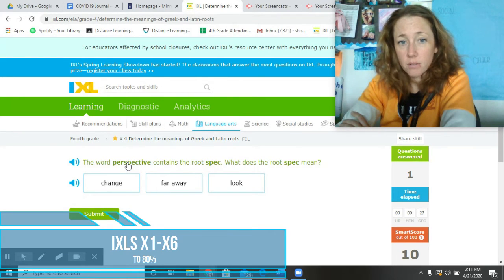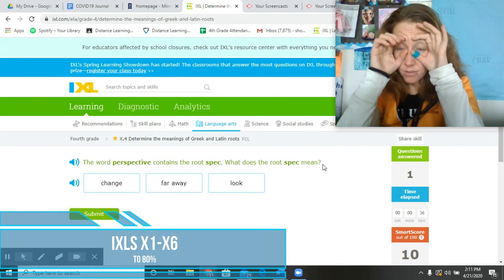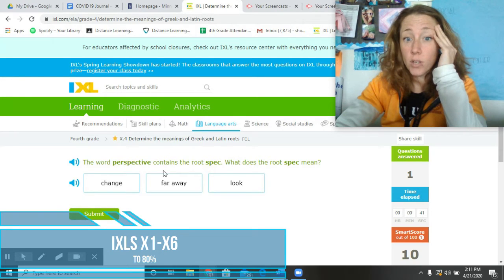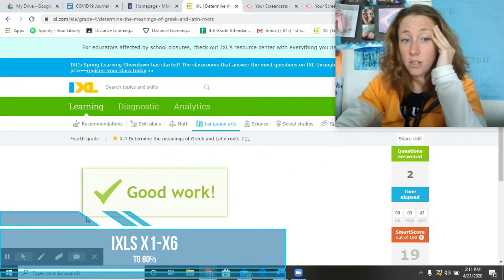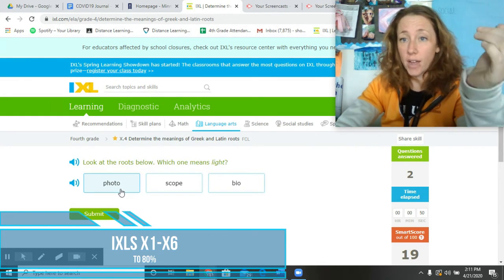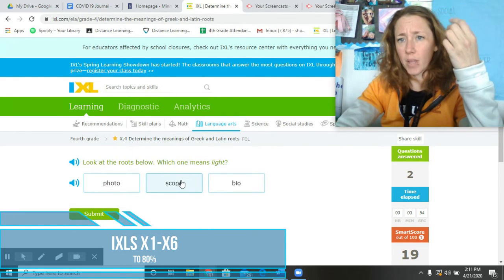So perspective. What other words have spec in them? Like spectacle, like glasses, right? You wear spectacles. Perspective is how you look at something. So I'm going to say spec is look. Look at the words below, which one means light? So now I'm going to think of words that have these in here. So photo, like photograph, photosynthesis, Photoshop, scope, like periscope. That's all I got right now.